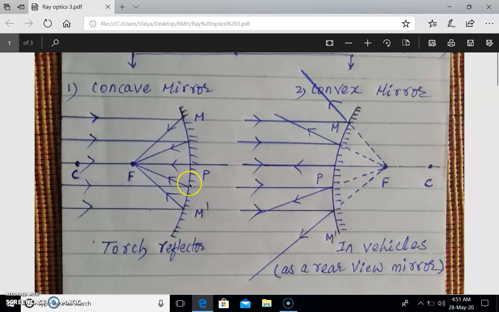Concave mirrors are usually used as reflectors in torch lights, search lights, vehicle headlights, and so on. Whereas convex mirrors are used in vehicles as rear view mirrors. The oncoming traffic from behind can be seen in a convex mirror.